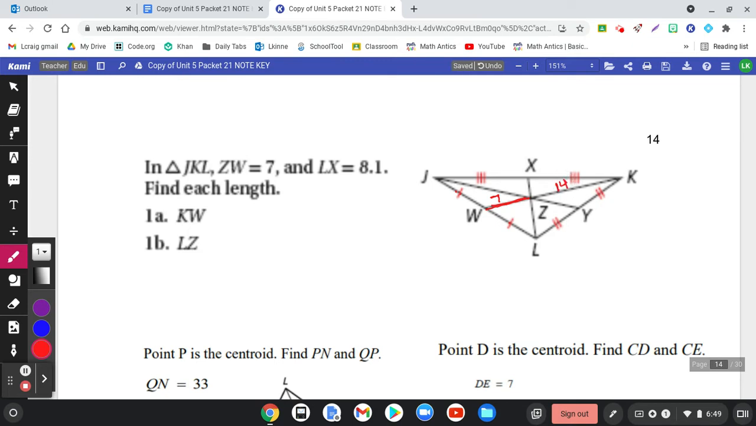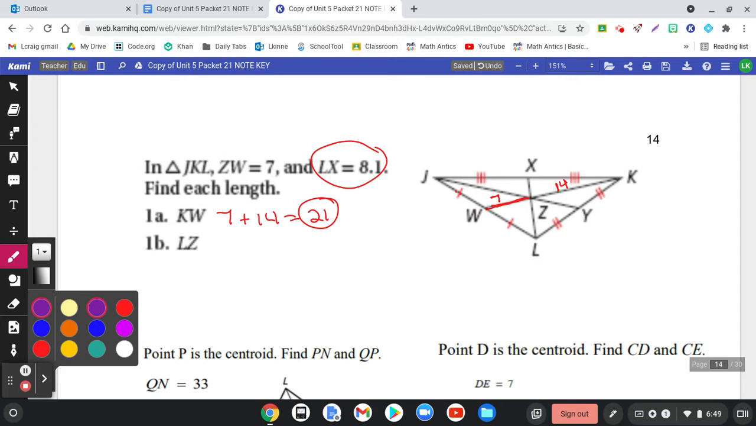So it wants us to find KW. That's the whole thing. 7 and 14 gives us 21. LZ, well, let's see. LX, the whole thing, I'm going to switch colors here, is 8.1. From L to X is 8.1.